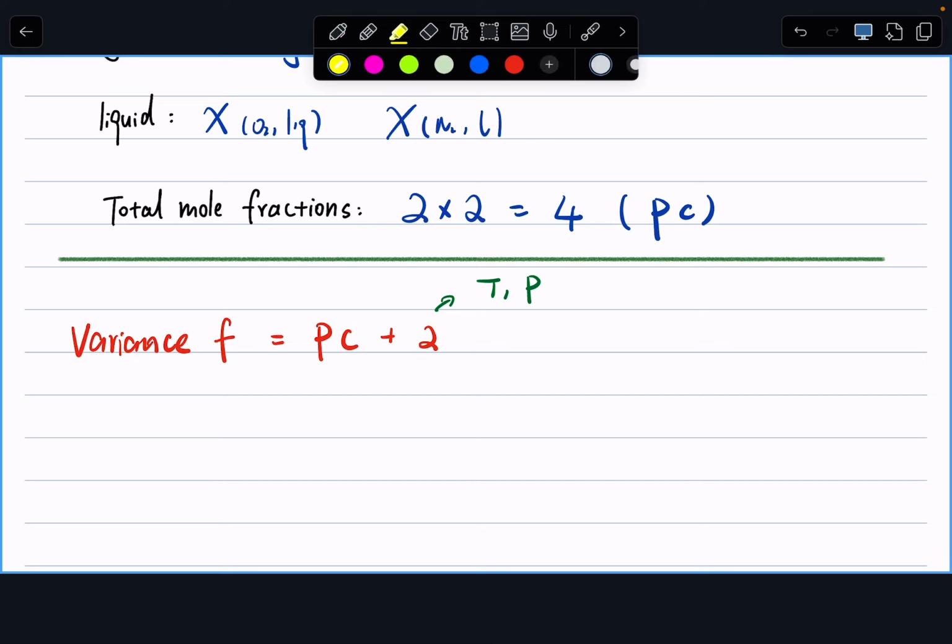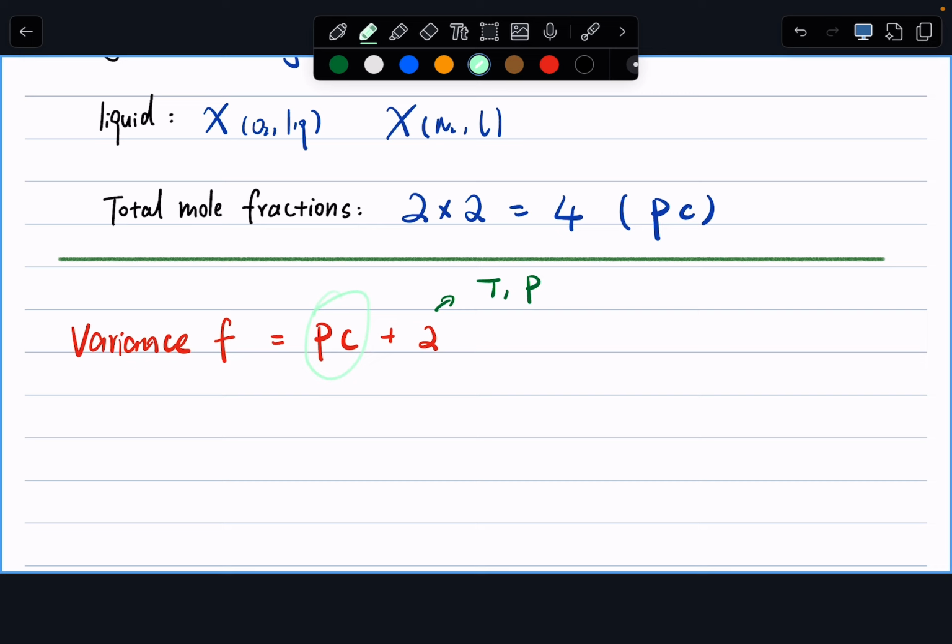Now, obviously, there is a small problem that we need to take consideration within my mole fraction product, because we know my mole fractions are not independent from each other. So we have to take that into consideration. I'm just going to write this is what we start from. So F equals to PC plus 2. Not considering the link between fractions.